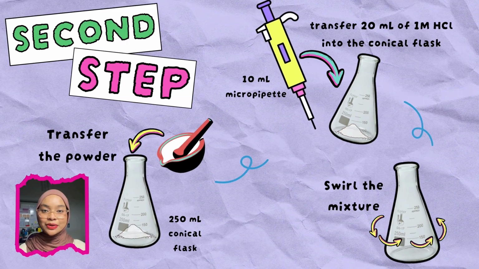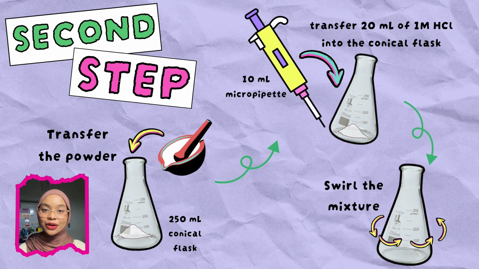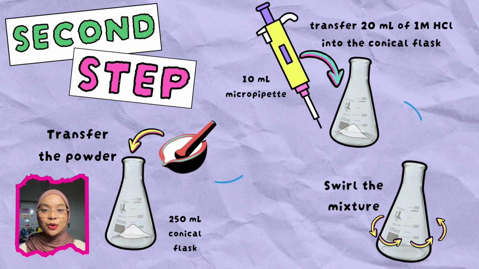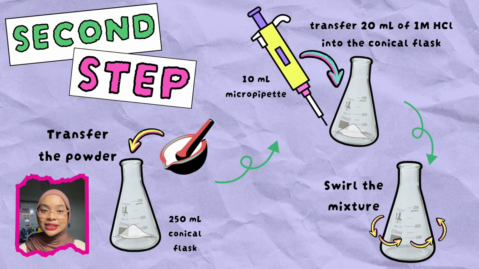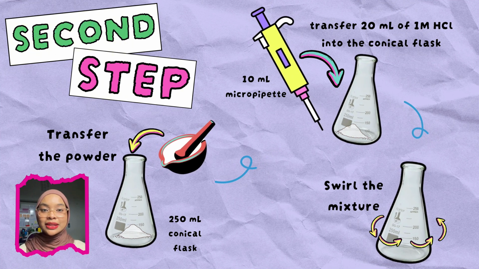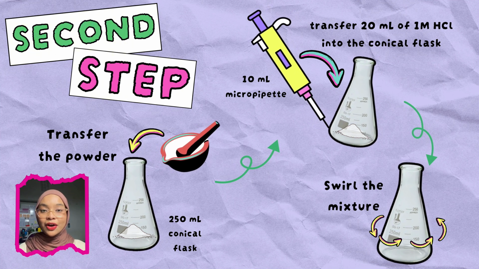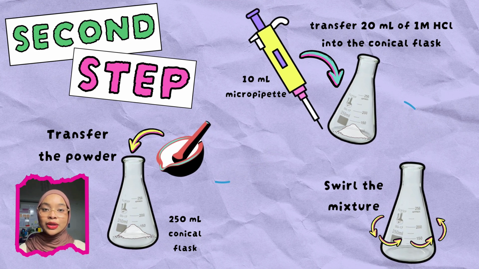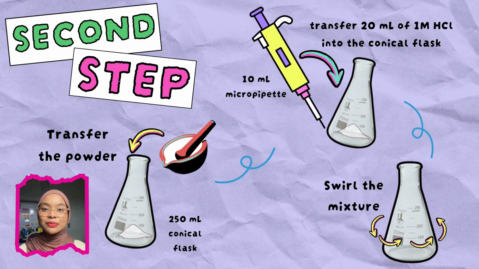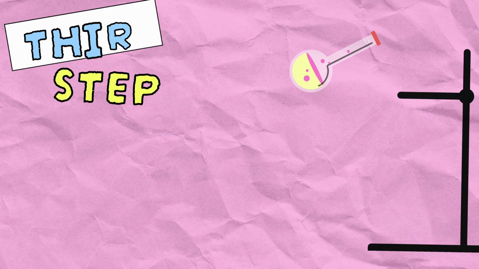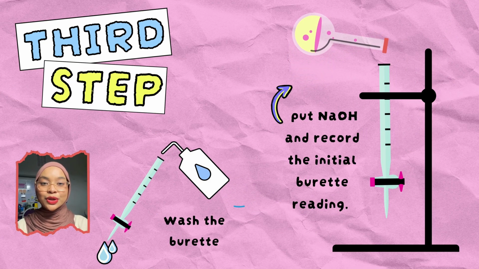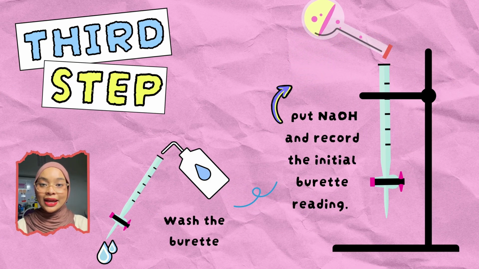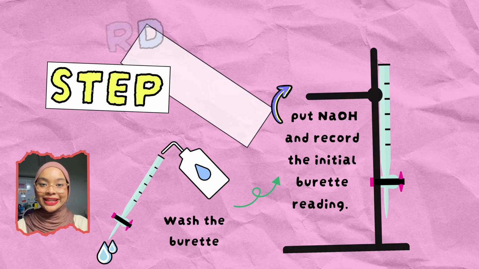Secondly, transfer the powder into 250 ml conical flask and then rinse a small beaker and measure 20 ml of 1 molar hydrochloric acid into a conical flask by using 10 ml micropipette. After that, transfer 20 ml of hydrochloric acid to the beaker and stir the mixture. For the third step, you need to wash the burette with distilled water, then put sodium hydroxide into it. Then, record the initial burette reading.